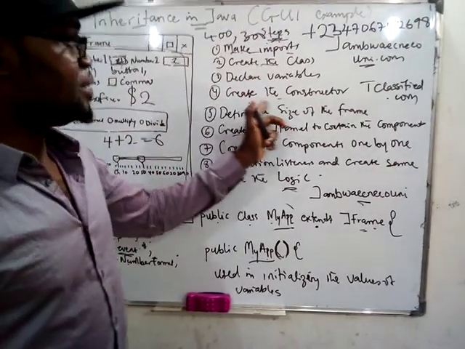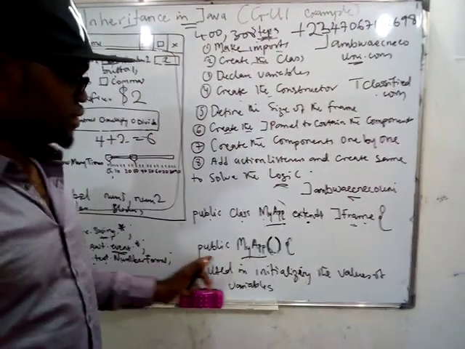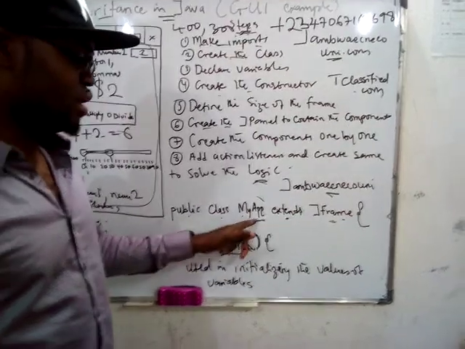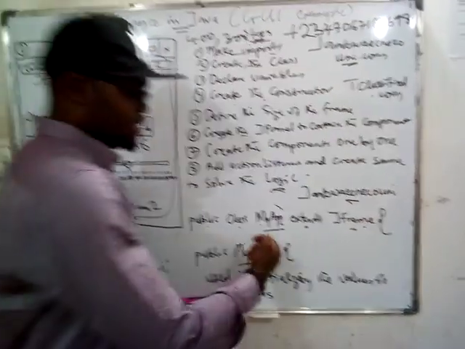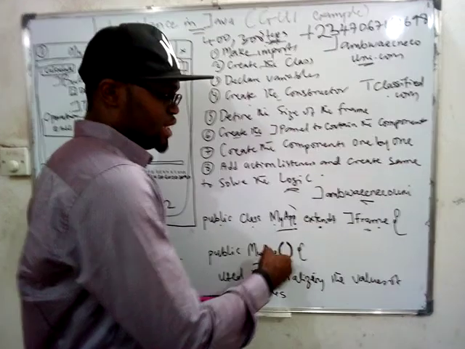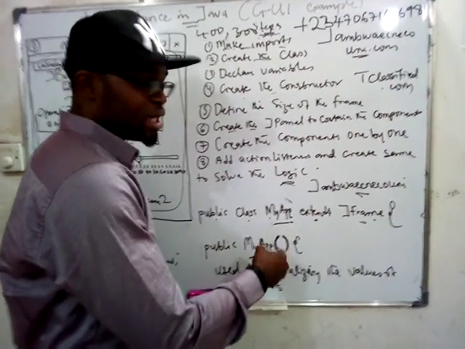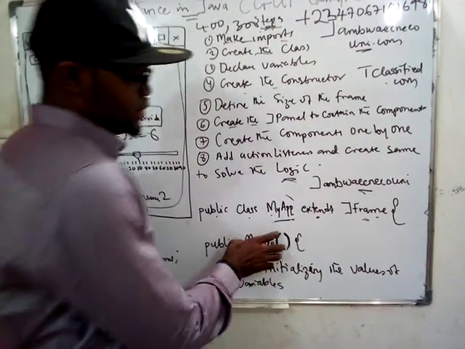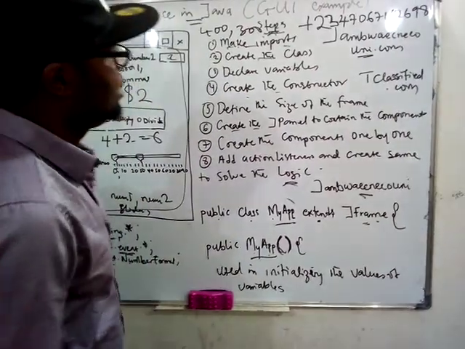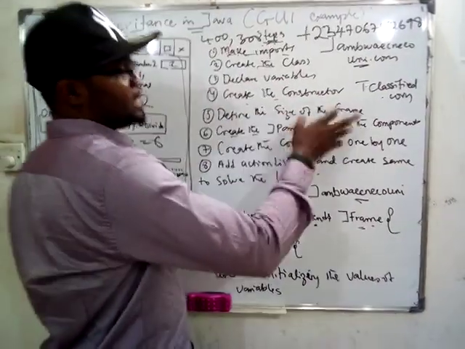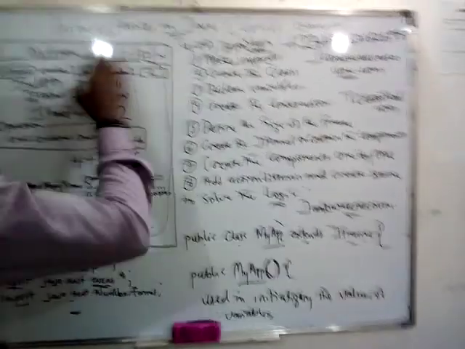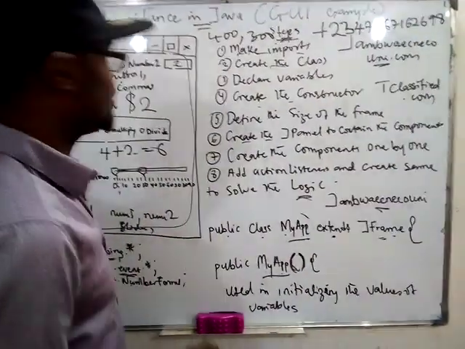After declaring the variables, create the constructor. This is how you create a constructor. A constructor bears the name of the application, except that it's a method. And to indicate that it's a method, you must put this bracket in front. It is used in initializing the variables. Then you have to define the size of your frame, the size you want your frame to come in. You need to describe it.